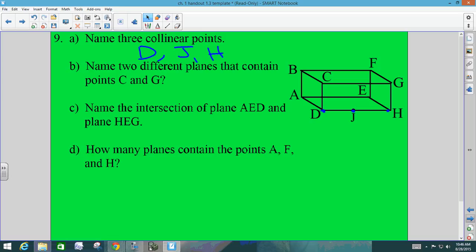B, name 2 different planes that contain points C and G. So we have to find 2 planes that have C and G on them at the same time. 2 parts of the cube that hit those 2 points at the same time. Sarah? Okay. Brady, do you have any idea what plane hits those 2 points at the same time? You can use top, bottom, left, right if you want to, for now.